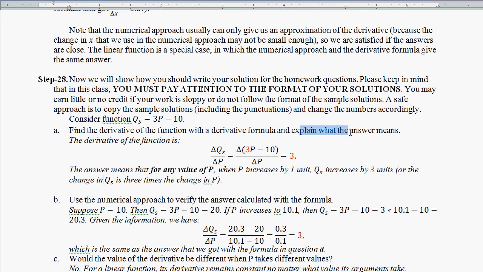I forgot to mention that. You need to change the notation. Here it says QS, so this is QS. Okay, so now we finished the first step.